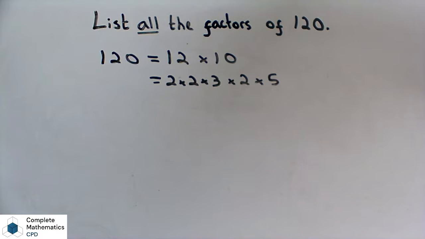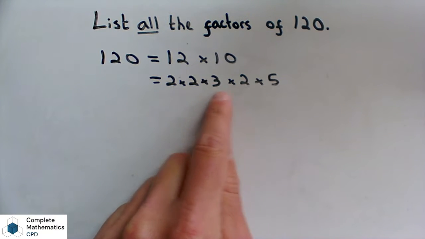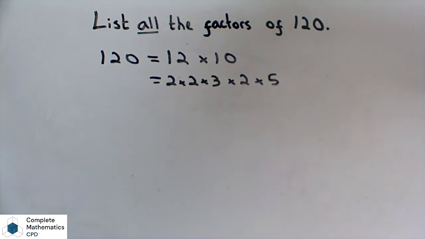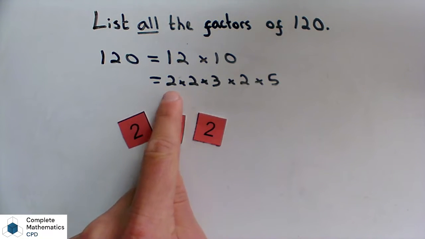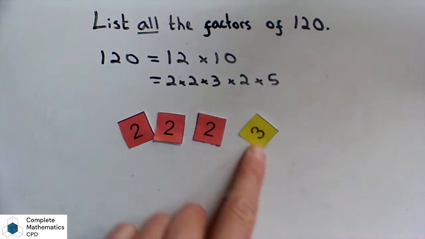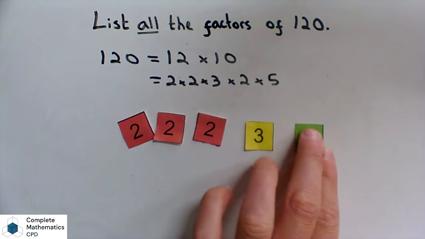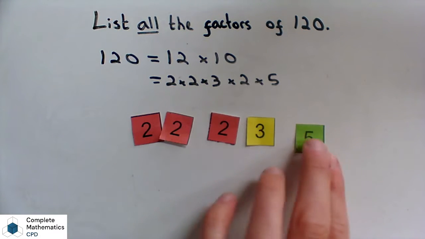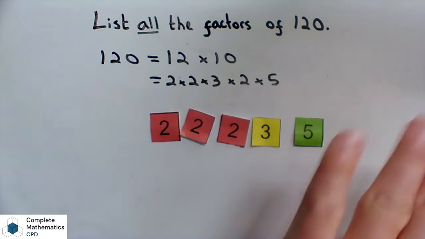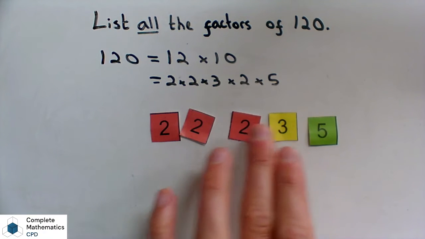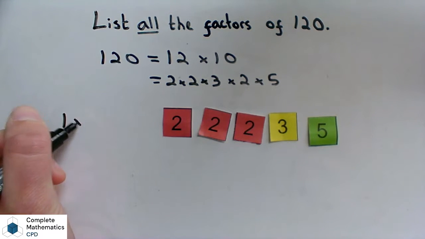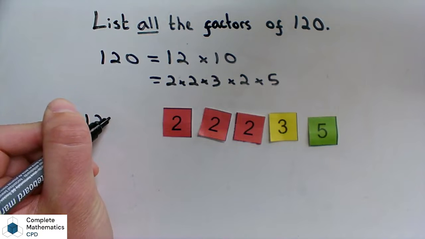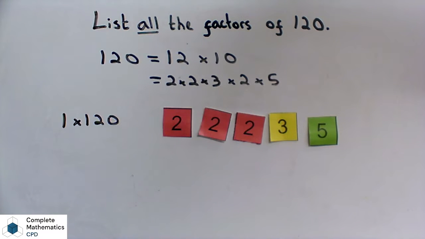Now at this stage, what I like to do with my students is cut these out onto little pieces of card, and if you want to, you can colour code them as well. So I've got my three 2s here, 2, 2, 2, and I've got a 3 and a 5. And the ability to move these around the page now helps when we're listing all these factors. So let's start with 1 times 120. That's the obvious first one because every single number has a factor of 1.